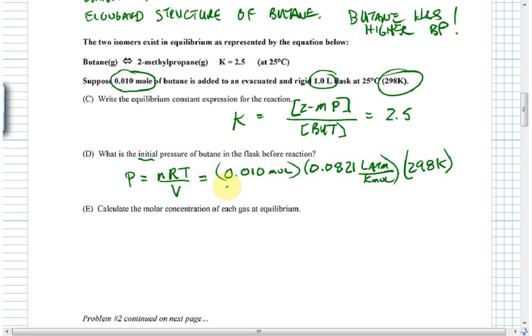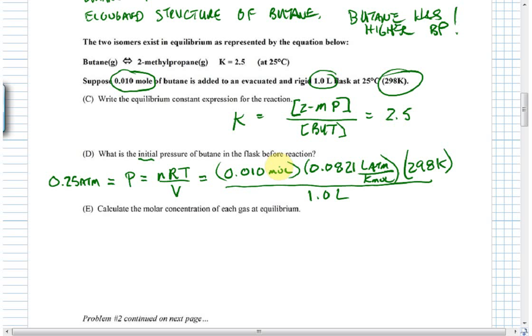Then we just need to divide by the volume. The volume is 1 liter. We do that calculation. The pressure is going to be equal to 0.25 atm. Again, you only have 2 sig figs with that, because our moles were only given to 2 sig figs, and our volume was only given to 2 sig figs.